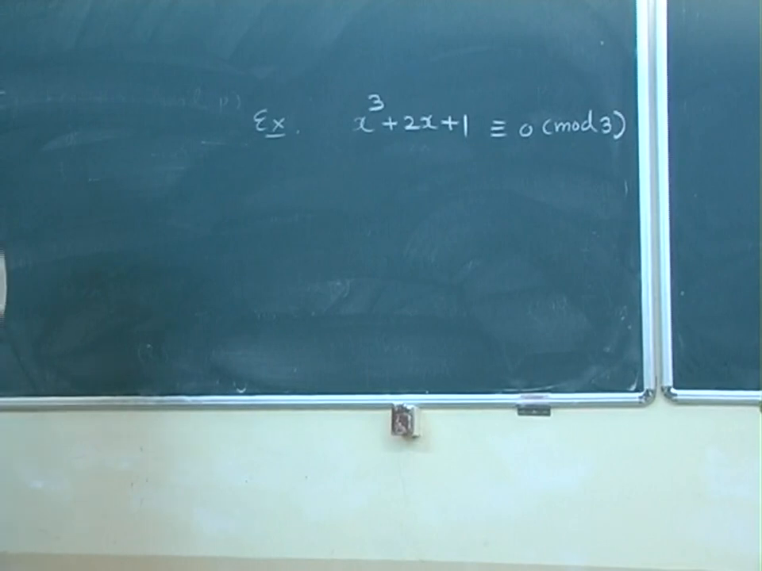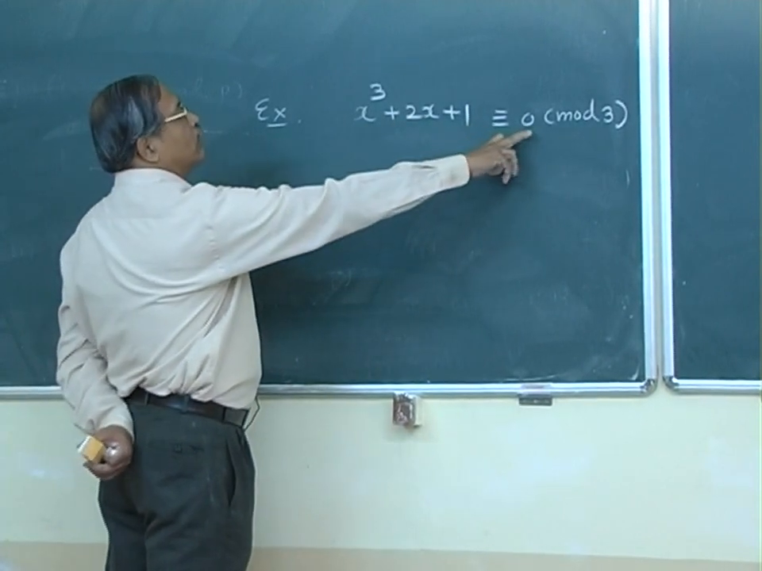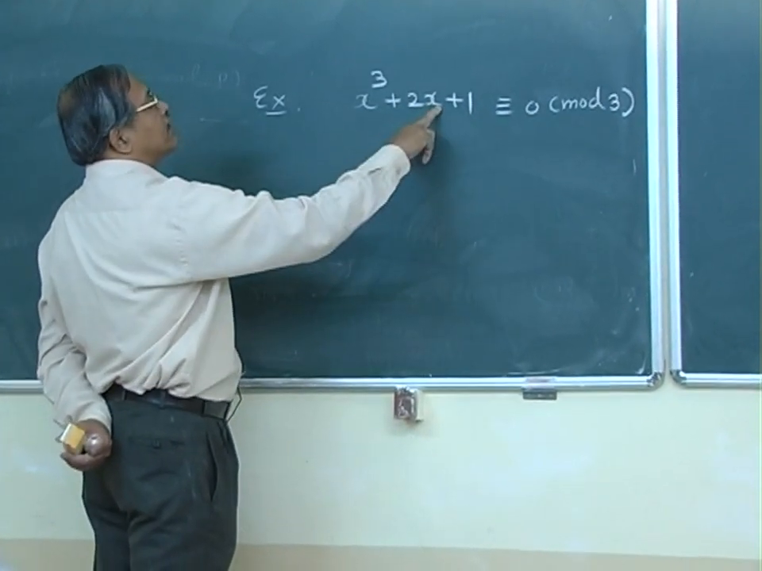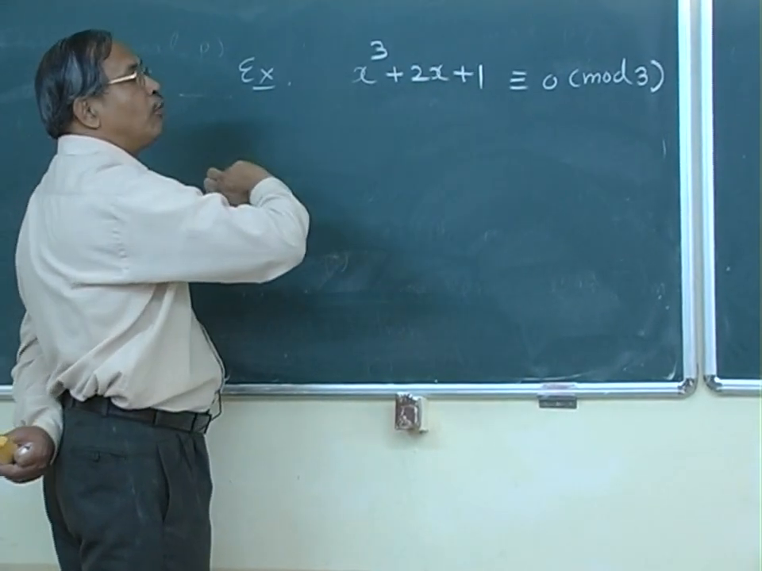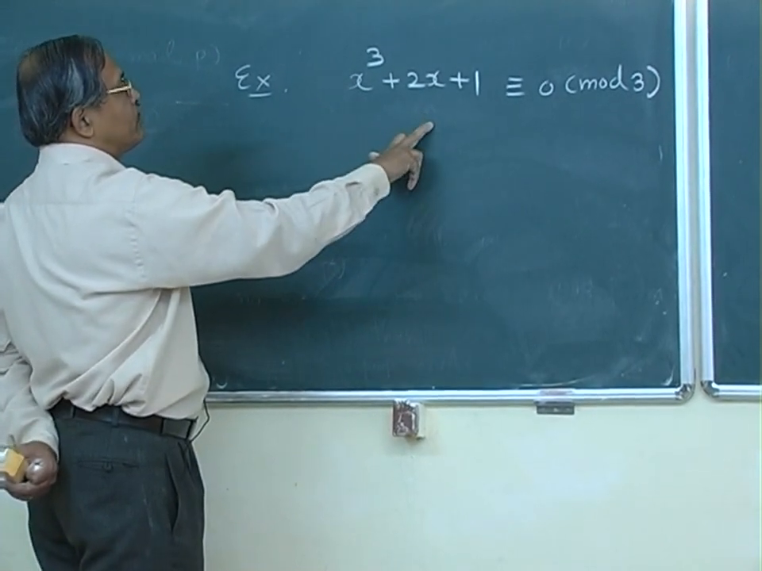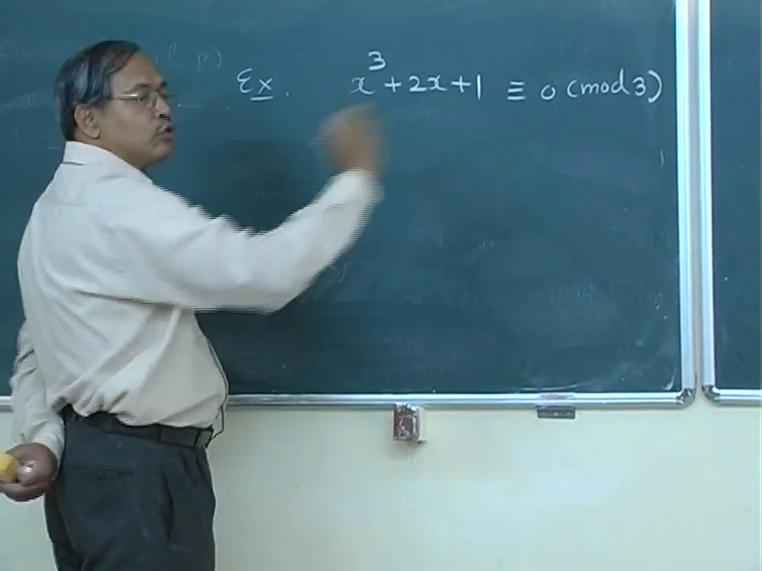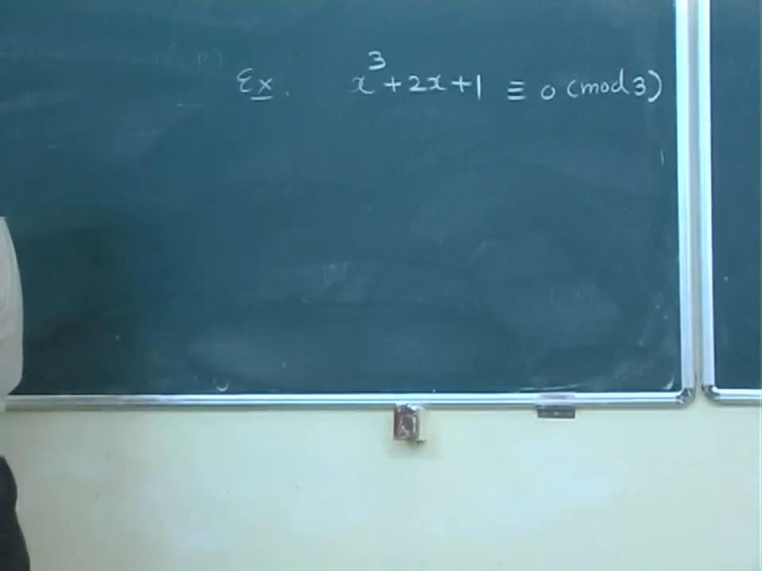Does this congruence have a solution? If I take x equal to 0, the answer is 1, which is not congruent to 0 mod 3. If I take x equal to 1, I get 1 plus 2 plus 1, that is not 0 mod 3. If I take x equal to minus 1, minus 1 minus 2 plus 1, that is also 1 mod 3, not congruent to 0 mod 3. So this congruence has no solution.